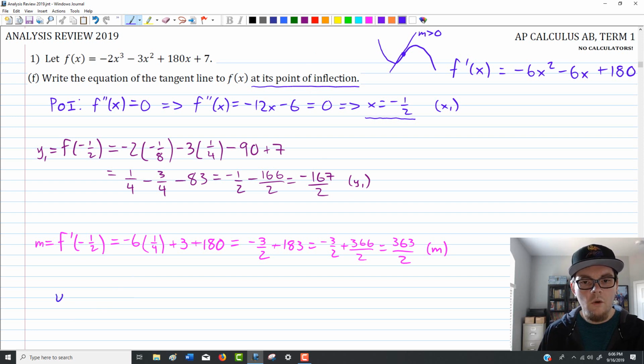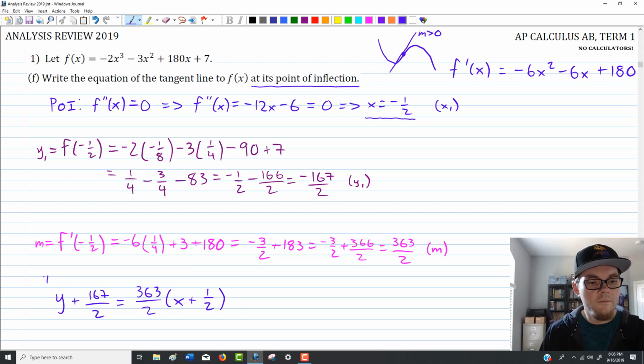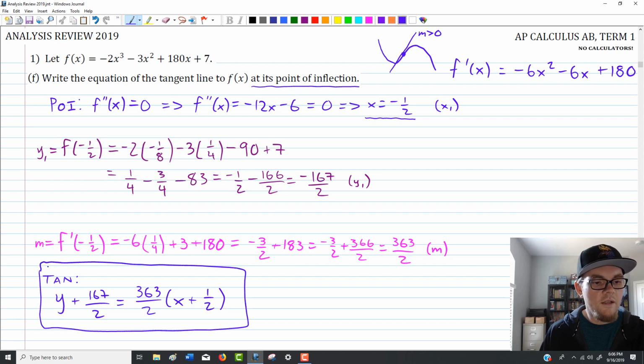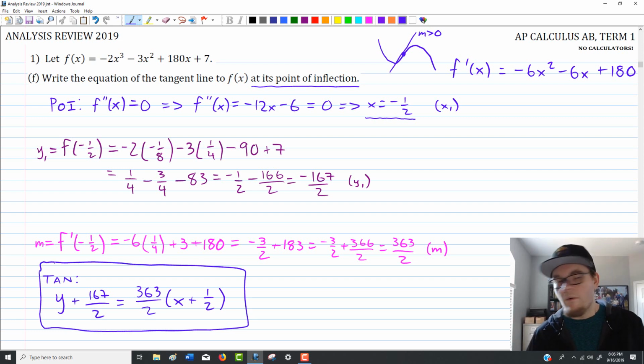Let's see, it's going to be y minus 167 over 2 equals 363 over 2 times x minus a negative 1/2. So this should be our tangent line. And again, it's not very tan. In fact, I've written it in purple. But, oh my goodness, I hope that's correct. So at this point, I could go check on Desmos, and in fact, I think I will, just because we're here. Let's see if we did it right.